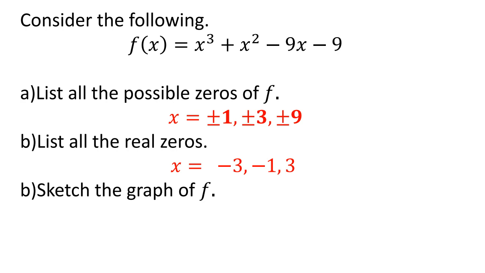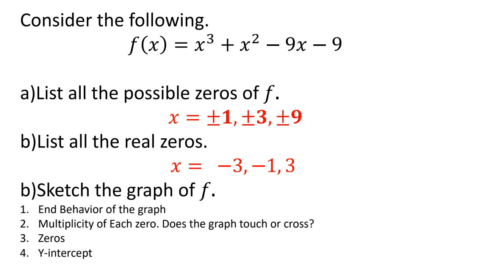And then to sketch, again, we know that for sketching purposes, we have a lot of stuff that we've learned already. We can use our end behavior to look at how the graph behaves. We know our zeros. The multiplicity will tell us if it's crossing the graph or just touching the x-axis. And we can also get our y-intercept. So with all this information, again, we can graph it.